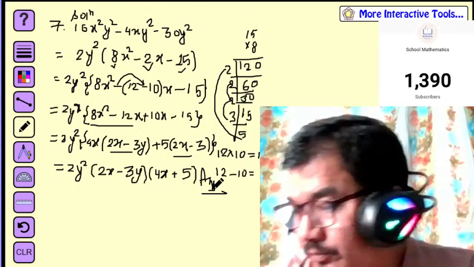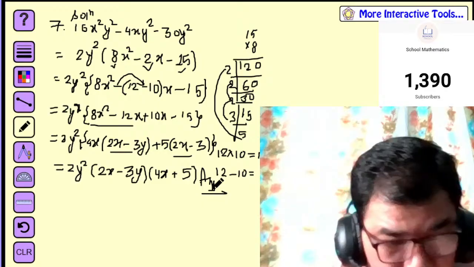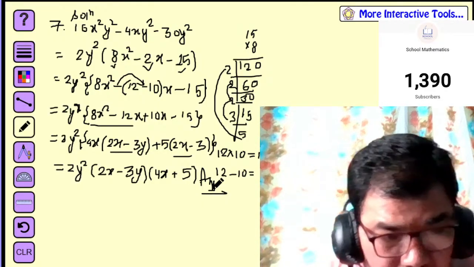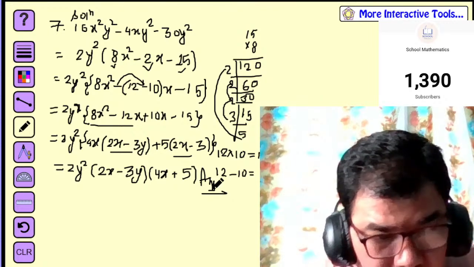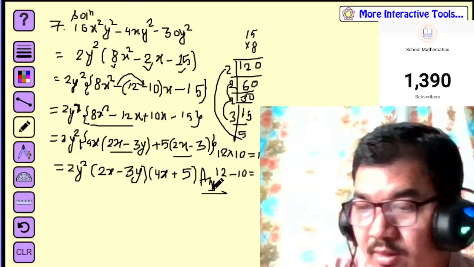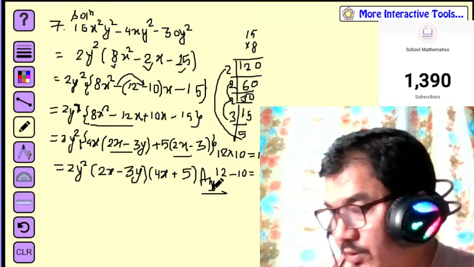Okay, here is the factors that I have shown asked by the students. Okay, if you have other queries, other questions, please share with me so that I can solve, and it will be very, very helpful for you.